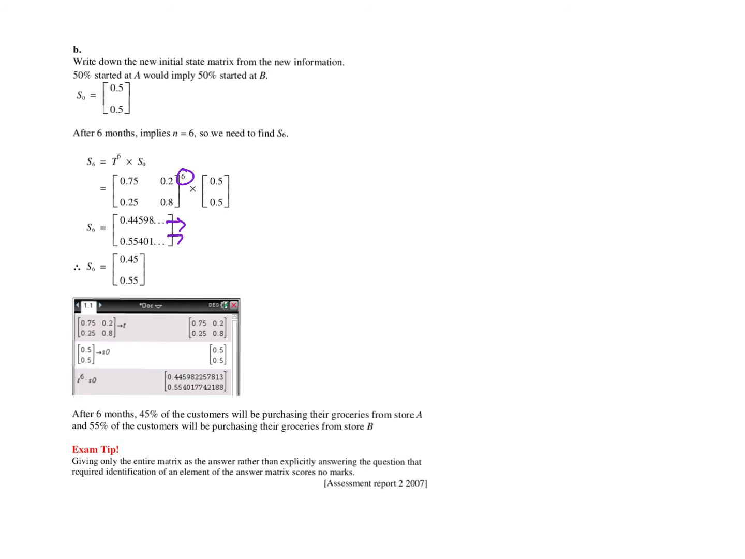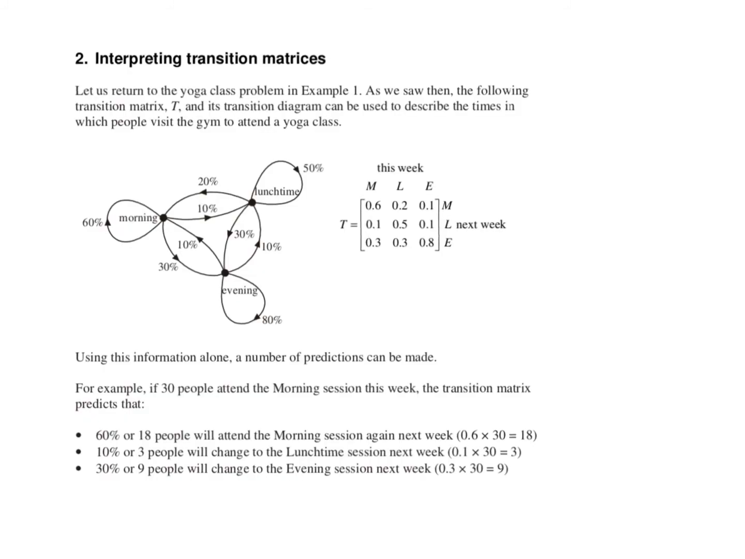So after 6 months, it says write down the new initial state matrix. But if you had to make a statement, make sure that you write A equals 45% and B is 55%. So they do make a comment down here, giving only the entire matrix as the answer rather than answering the question that's required, you'll get no marks. So you've got to be really careful with what they're asking. So make sure you write out your answer, okay, correctly.